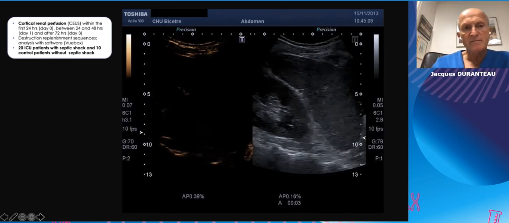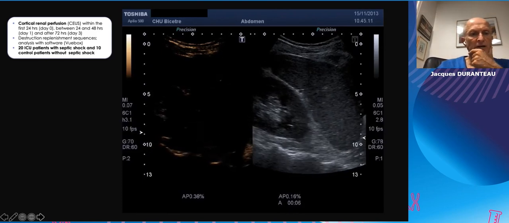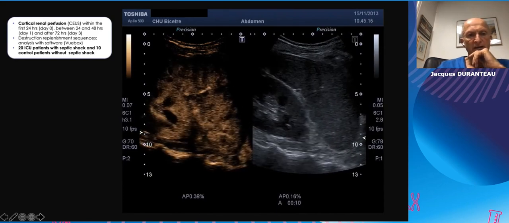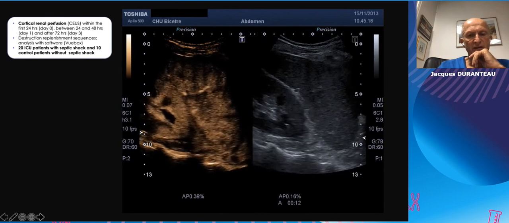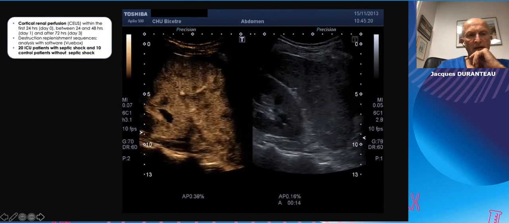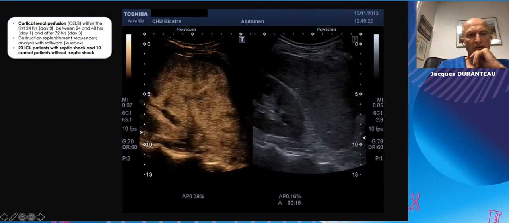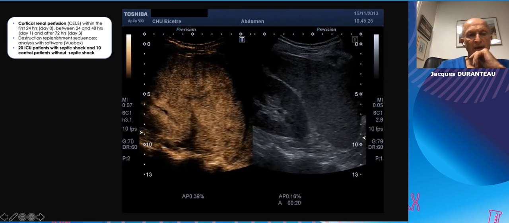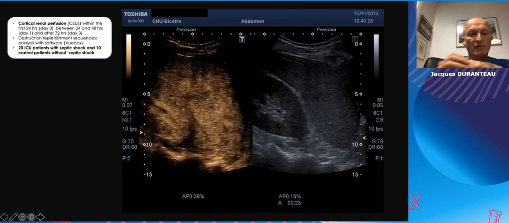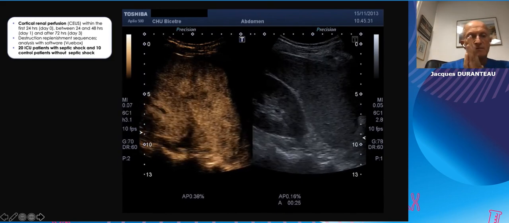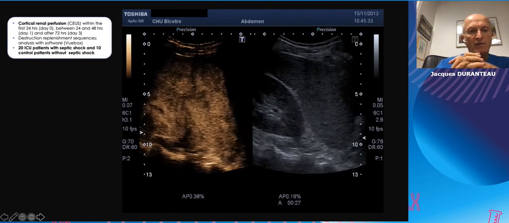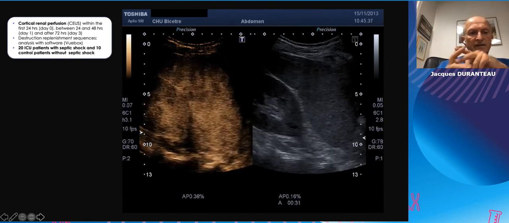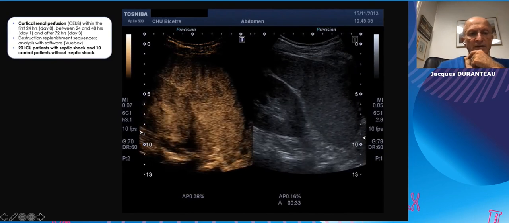We used the same technique in 20 ICU patients with septic shock and 10 control patients without sepsis. And we observed the contrast enhanced ultrasonography within the first 24 hours, D0, between 24 and 48 hours, D1, and after 72 hours, day 3.